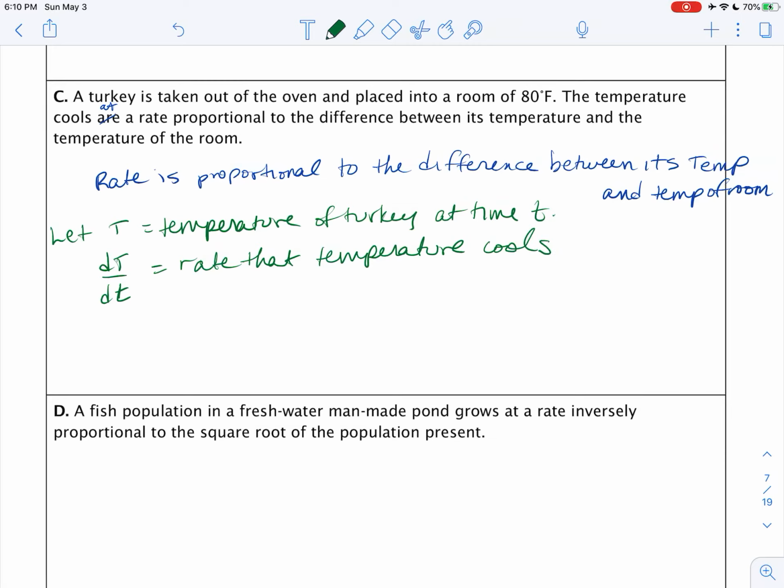So looking at rate is proportional to the difference between, so rate is, so if I do dT/dt and I have an equal, proportional to is going to be your k, and the difference between its temperature and the temperature of the room is what you're multiplying k by. So we would have dT/dt is equal to k times the temperature at time t minus the temperature of the room, and the temperature of the room is 80. Good. And that is a differential equation.